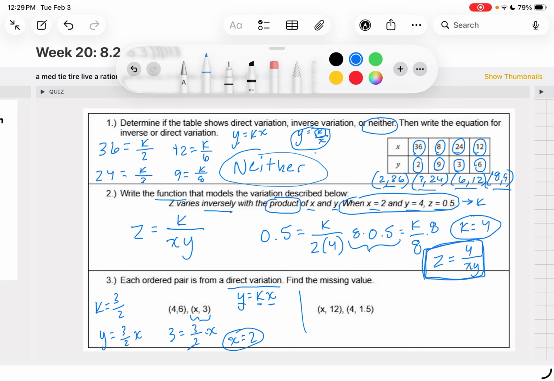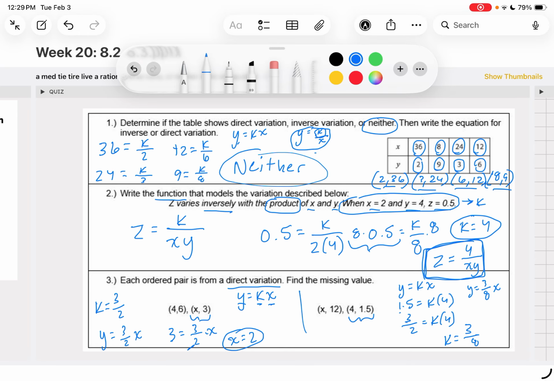And then for that second question, we're going to do the same thing, but this time we're going to use the second set of points. So y equals k times x. I'm using 1.5 and 4. We could also write 1.5 as 3 halves. So if I divide both sides by 4, I'm going to get k is equal to 3/8. So that means my equation is y equals 3 over 8 x.